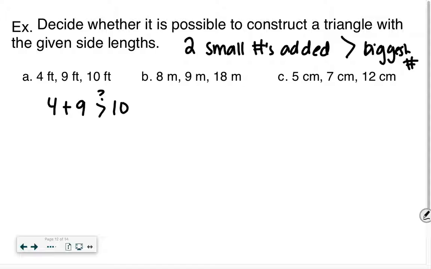So if I gave you 3 random sticks, one was 4 feet, one was 9 feet, one was 10 feet, that would be huge. But let's just say I randomly gave you these tree limbs and said, can you make a triangle out of this? Only if 4 plus 9 is greater than 10. Derek, what is 4 plus 9? 13. Is 13 greater than 10? Yes.